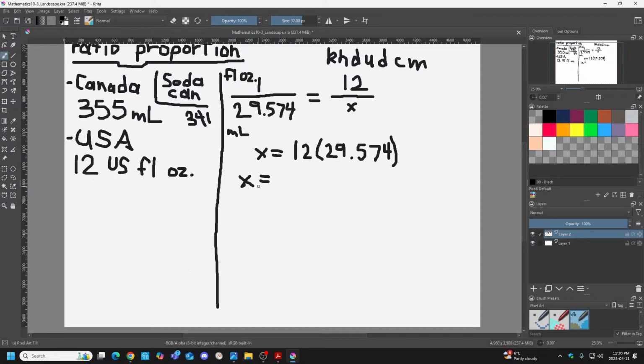You can do the long multiplication if you want. That's good practice. When you're multiplying, you don't have to line up the decimals. It's only when you're adding and subtracting decimals. Okay? When you're multiplying, you line up the ones place. So for example, you would put 12 right here. Okay. 12 times 29.574. There we go.